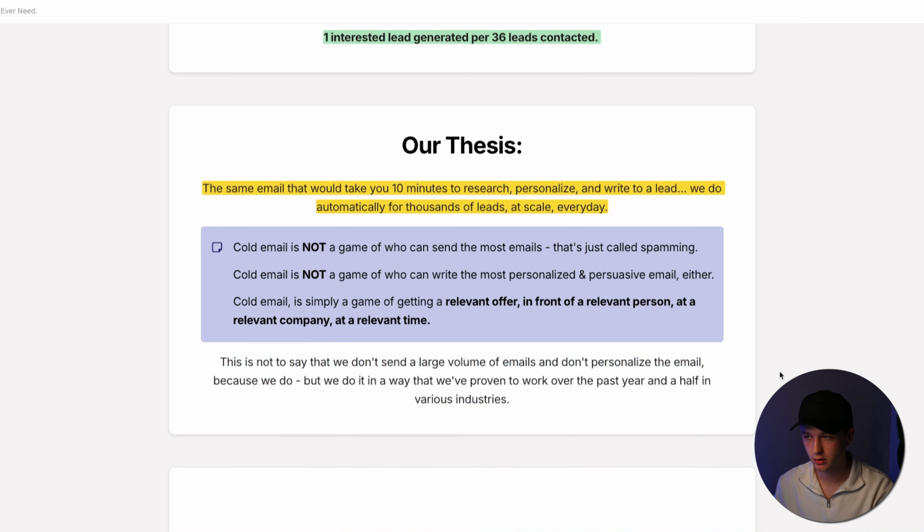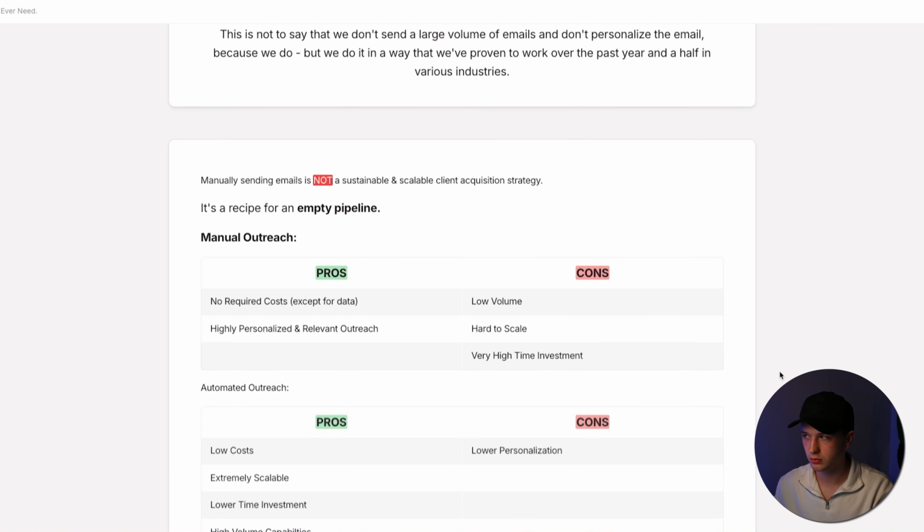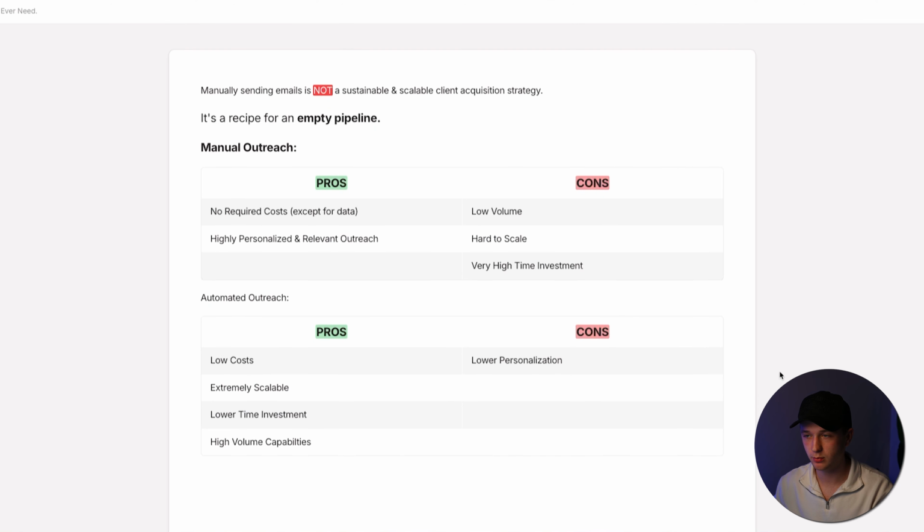That's our theory when it comes to cold email outreach. Now, I want to go through the difference between manually sending outreach and automatic, right? Because a lot of people debate this, and I think this is a very important place to start, because manually sending cold emails is not a sustainable and scalable client acquisition strategy. It's a recipe for an empty pipeline, and it's a cry for help.